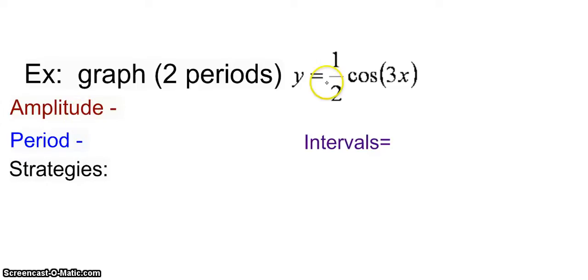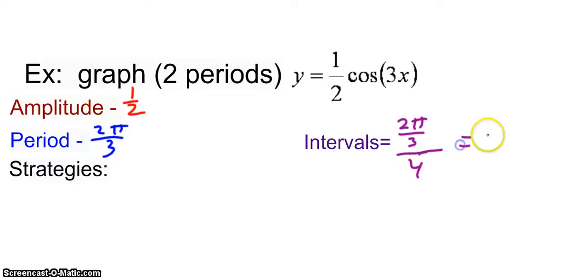So here if I have y equals 1/2 cosine of 3x, the amplitude is 1/2. The period is 2 pi over 3. The intervals are 2 pi over 3 over 4, which is actually going to be 2 pi over 12, which is pi over 6. So those are our intervals.